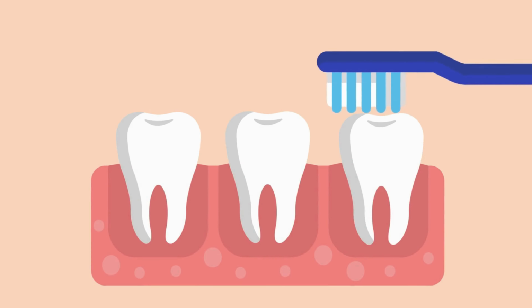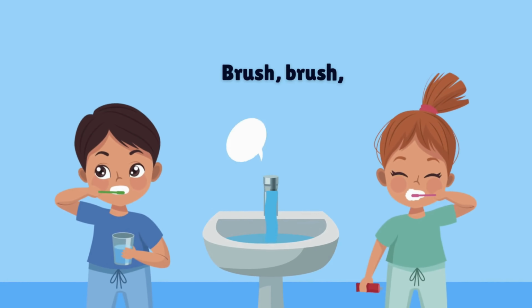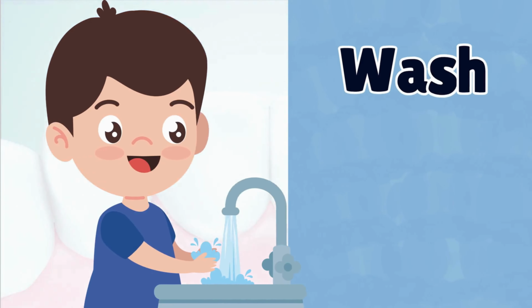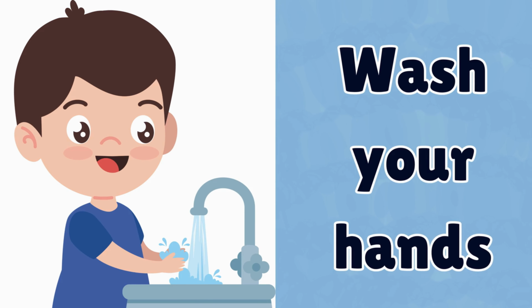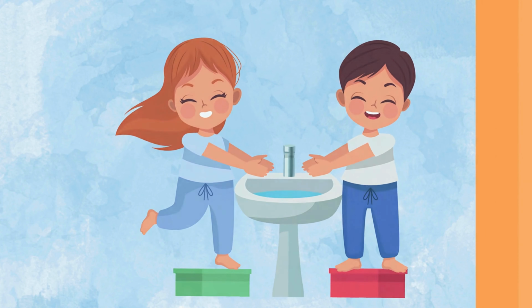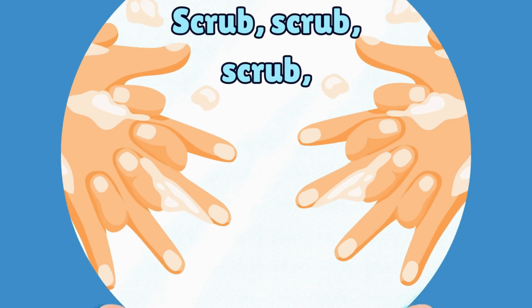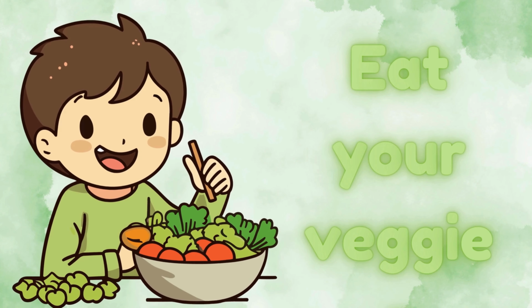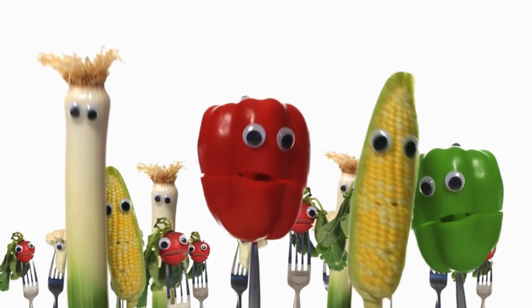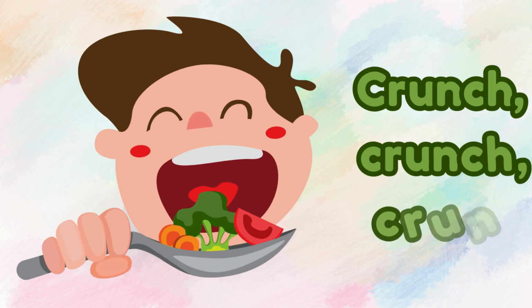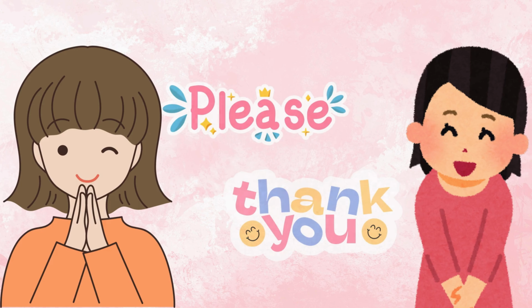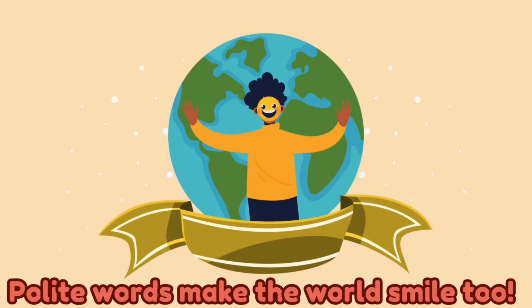Brush your teeth every night and day. Keep those germs and plaque away. Brush, brush, brush with a little squeeze. Shiny smiles, everyone's pleased. Wash your hands before you eat. With water and soap, make them neat. Scrub, scrub, scrub, the germs go pop. Clean hands, don't let them stop. Eat your veggies green and bright, and make you strong with every bite. Crunch, crunch, crunch, it's super fun. Carrots and peas for everyone. Say your please and say your thank you. Polite words make the world smile too.